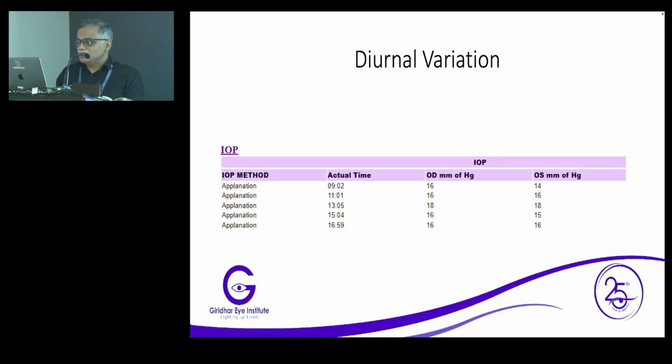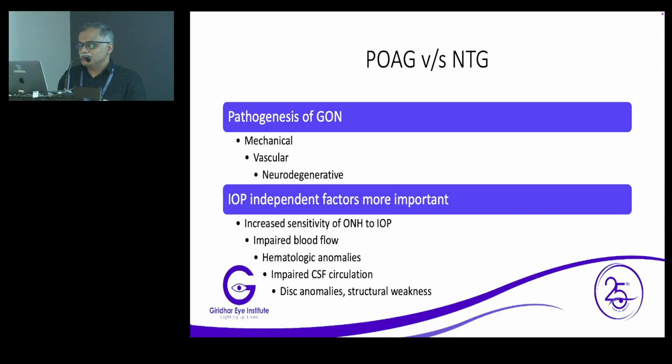So this is an office DVT, and you can see that there are fluctuations and it's consistently below 20 millimeters of mercury. Regarding the pathogenesis, in open angle glaucoma that's mostly got to do with the eye problems, whether it is mechanical, vascular, or neurodegenerative. Basically eye related issues, while in normal tension glaucoma the risk factors are more of systemic risk factors.